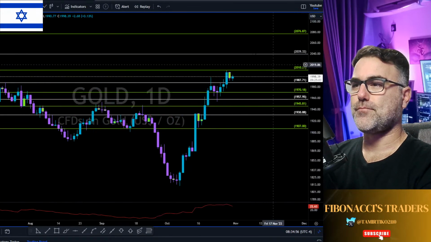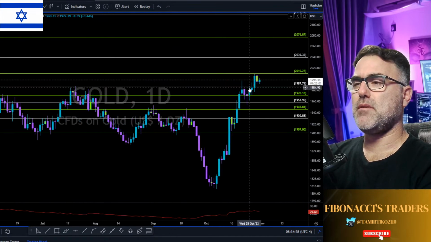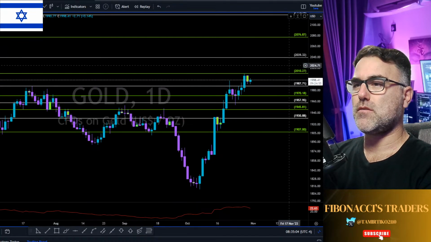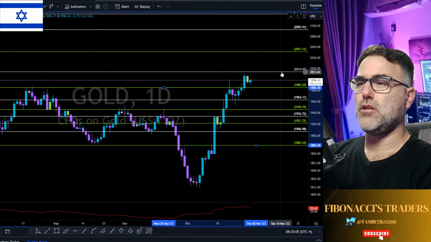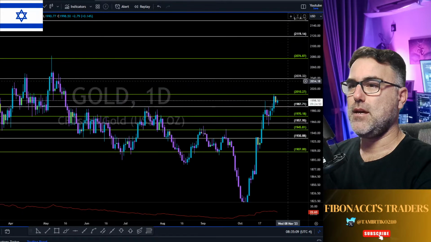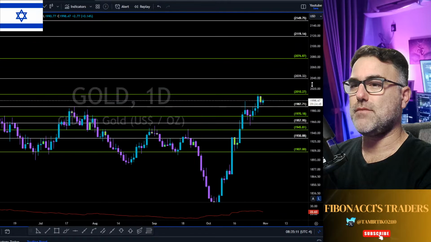Gold holding nice above the 1987, look left, very tough resistance. Now holding a support, long continuation above 2010 towards, in my opinion, 2040 and then 2076.